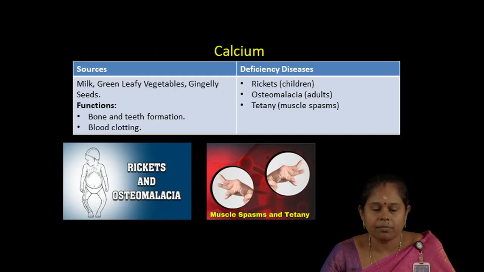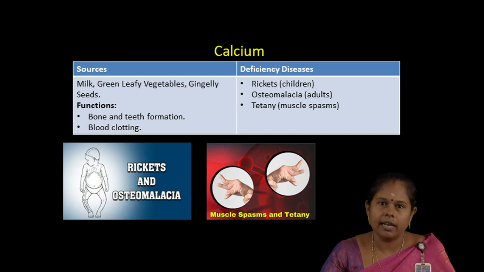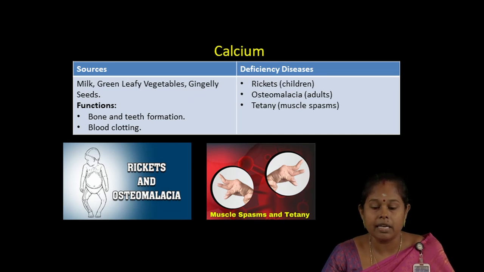Next one is calcium. Calcium is a mineral. The sources of calcium are milk, green leafy vegetables and gingelly seeds. The main functions of calcium are bone and teeth formation. If a person does not get the minimum amount of calcium, that may lead to rickets, osteomalacia and tetany. Rickets occur in children, osteomalacia in adults, and tetany is muscle spasms. In rickets and osteomalacia the bones become soft and very weak. If anyone touches the bone, it may break.